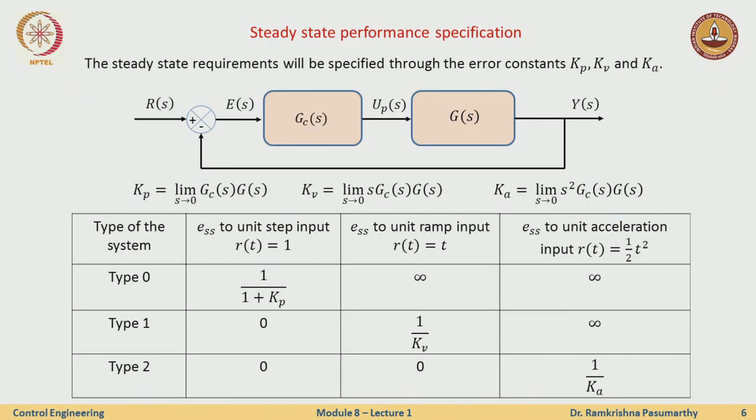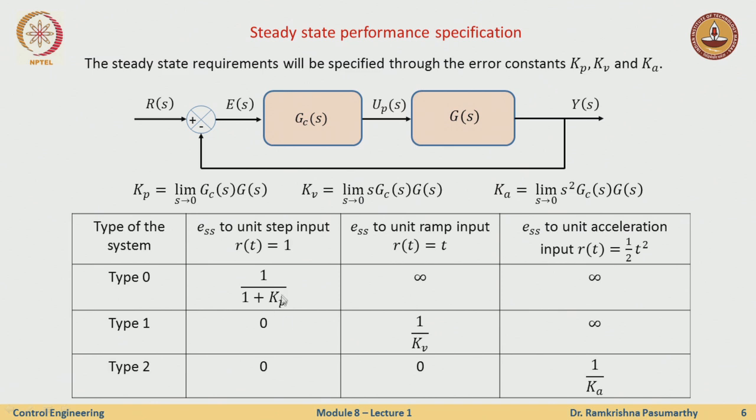The transient performance specifications are usually in terms of zeta and omega n, and the steady state performance specifications are usually in terms of the steady state error, depending on whether I am tracking a step, a ramp, or a parabolic input. Based on these definitions and the type of the system, we had characterized several error constants. What we concluded from that analysis is that if it is a type 0 system, which means G times Gc will not have a pole at the origin, then it will be able to track a step input, but with some error.